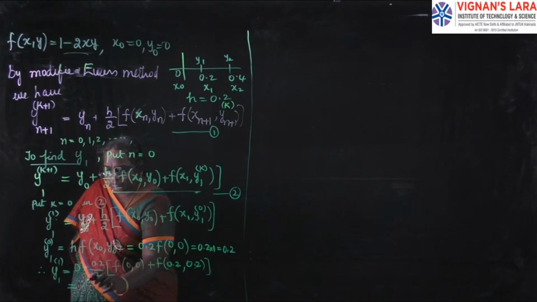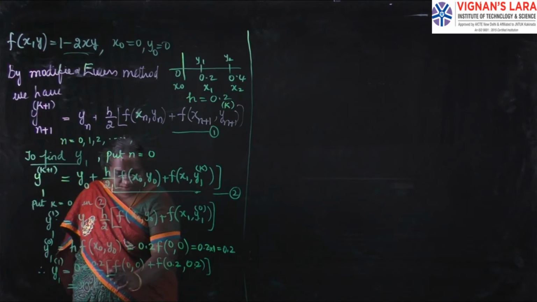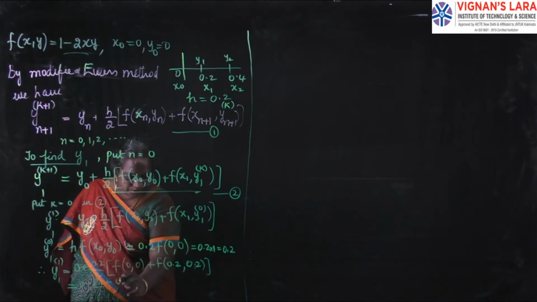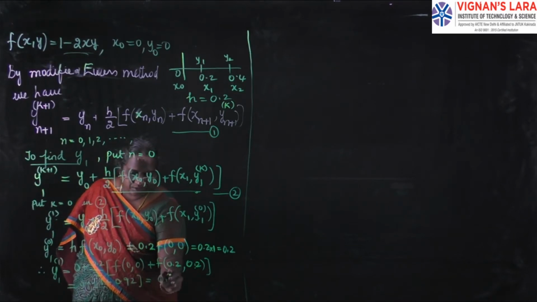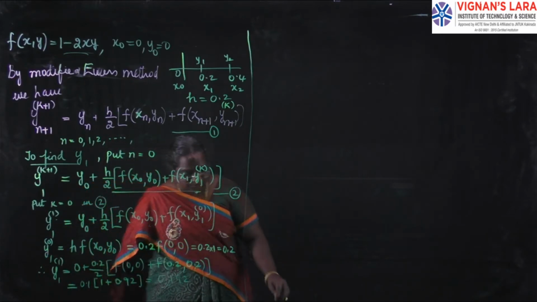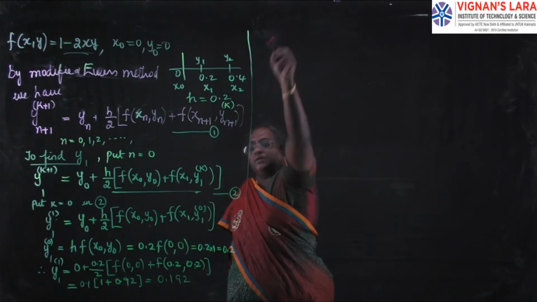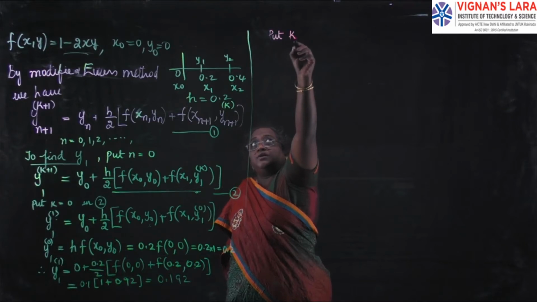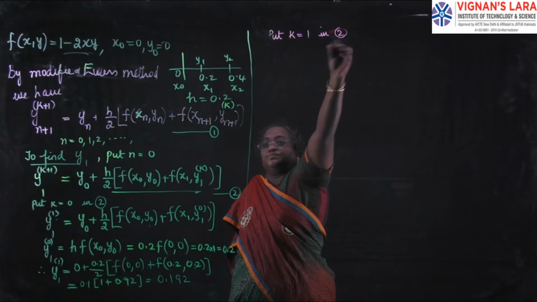0.192. This is 0.1 into f of 0 is 1, f of 0.2 is 0.92. So the answer is 0.192. That is the first approximation of y1. Next, put k is equal to 1 in equation 2.